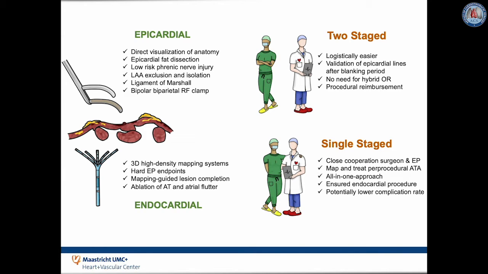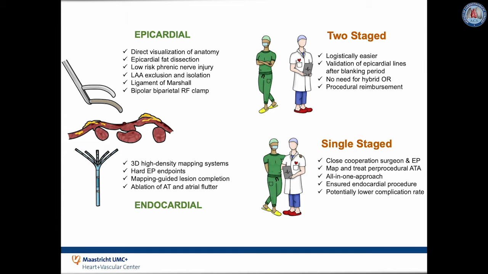If you do antral pulmonary vein isolation, you can also isolate the ligament of Marshall. And as said before, the big advantage of a surgical approach is the bipolar biparietal radiofrequency clamp. The endocardial approach, on the other hand, can use three-dimensional high-density mapping systems, and this allows us to acquire hard electrophysiological endpoints. You can also, based on the map, do lesion completion from the endocardium, and you can address other arrhythmias like atrial tachycardia or atrial flutter.